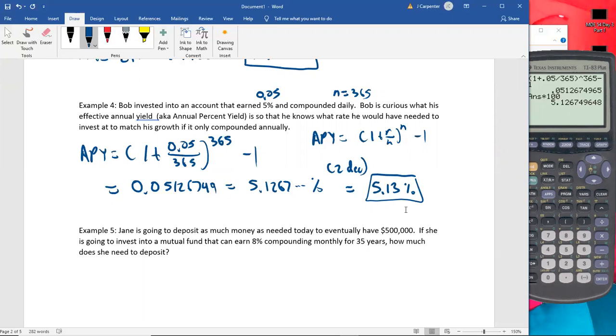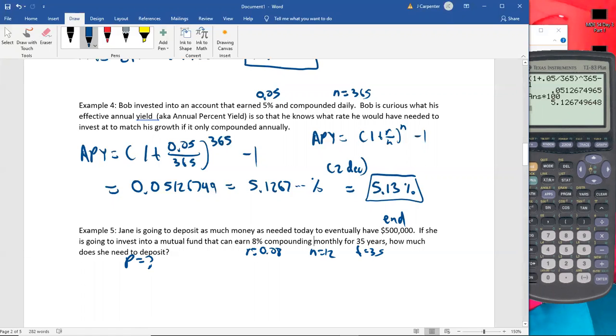All right, so Jane is going to deposit as much money as possible to eventually have $500,000. So $500,000 is our known dollar amount, but is it the start or the end? Well, I think with the phrasing, it's very clear the end. This 8% says the R is 0.08. We're compounding monthly, so the N is 12. We're doing this for 35 years, so that's 35. How much does she need to deposit to make this happen? That's the P. We don't know the P.